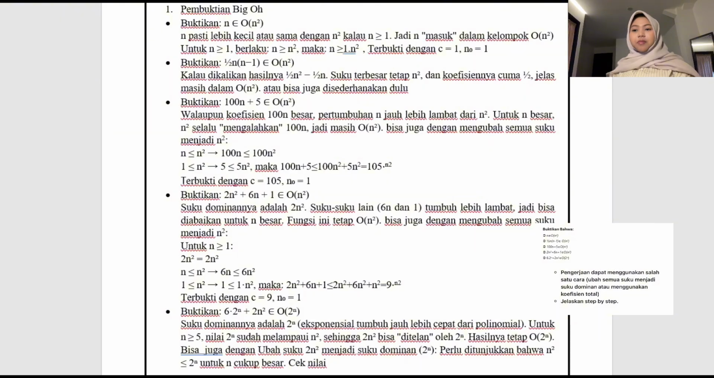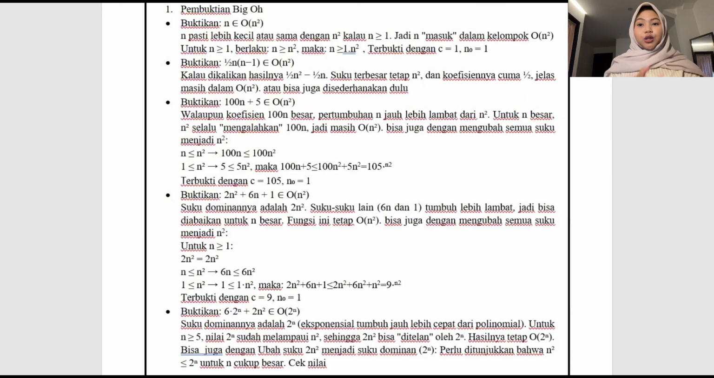Okay, the second program. The rule is simple. To prove f(n) belongs to O of g(n), we must find constants c and n0 such that f(n) is at most c times g(n) for all n greater than n0. Proof 1: for any n greater than 1, n is always less than or equal to n squared. So we set c to 1.